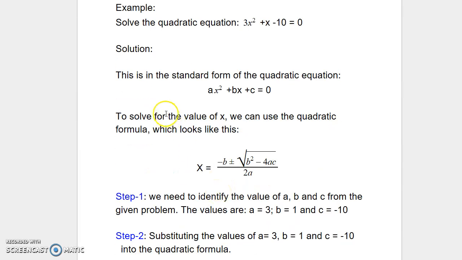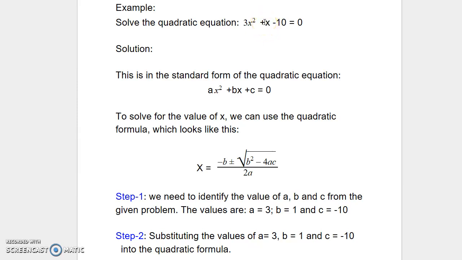Let's say this time we have a quadratic equation of the form 3x squared plus x minus 10 is equal to 0. So this equation is in the standard form of a quadratic equation, ax squared plus bx plus c is equal to 0. We want to identify the values of a, b, and c. The value of a is 3, the value of b is 1, the value of c is negative 10. The value of b is 1 because the coefficient of x is 1.